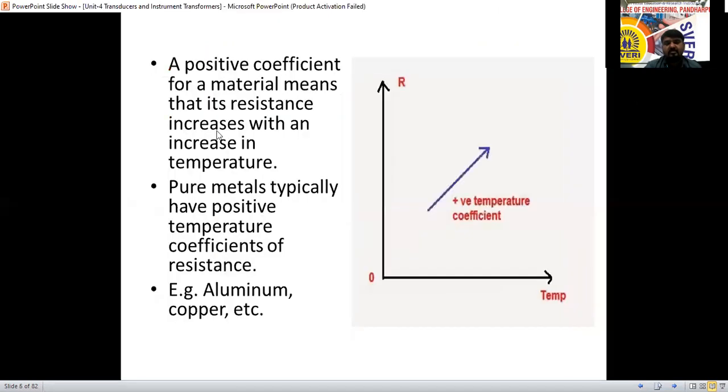See here, I have written the same thing. A positive coefficient for a material means that its resistance increases with an increase in temperature. Pure metals typically have a positive temperature coefficient of resistance. The metals, for example aluminum and copper, are positive temperature coefficient materials. Metal parts, aluminum, copper. Any doubts?